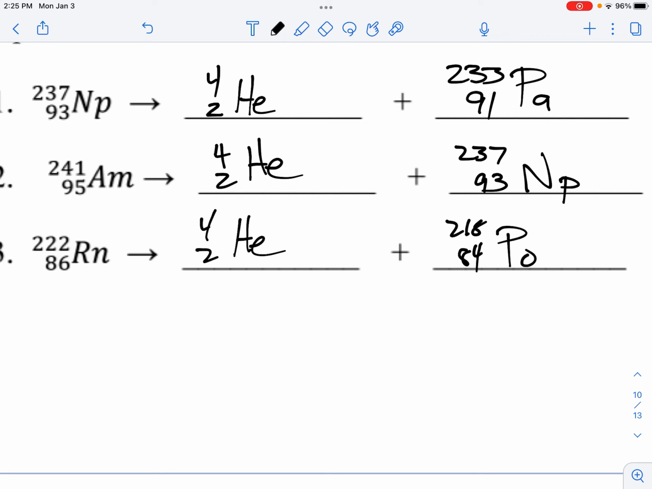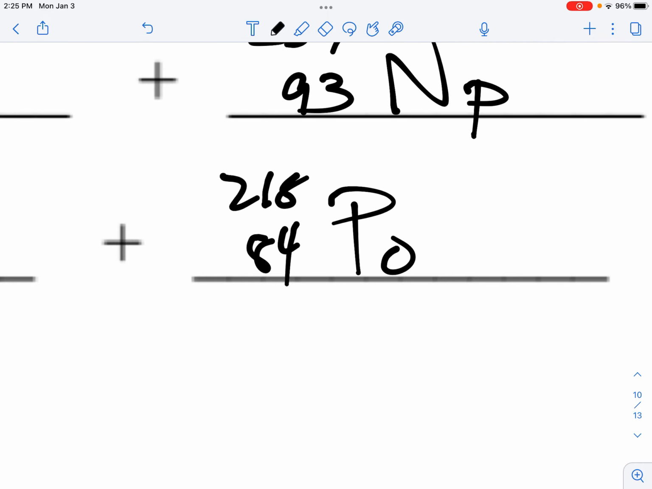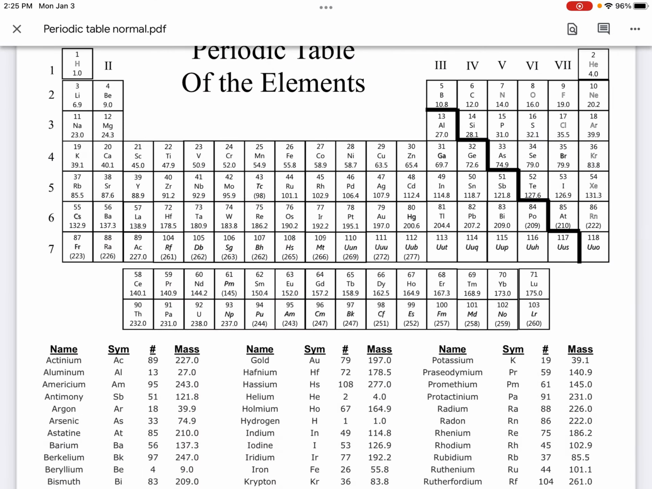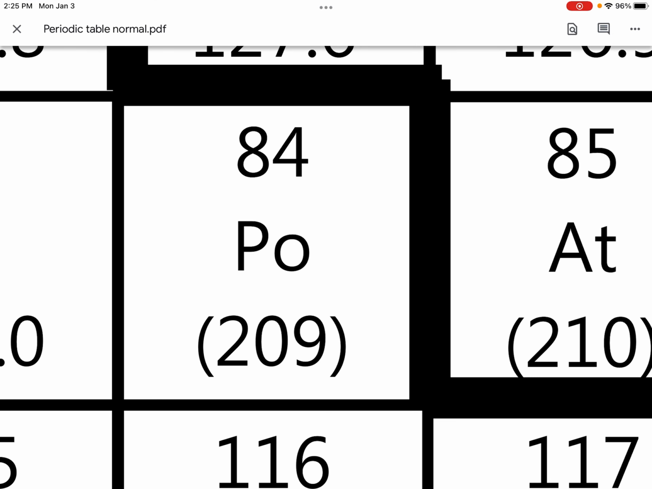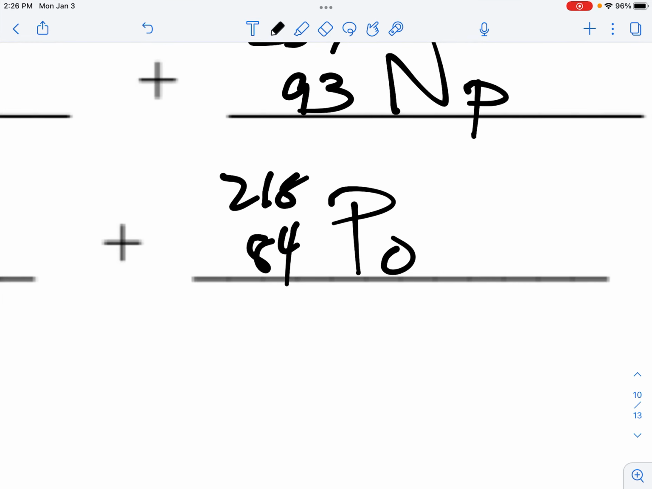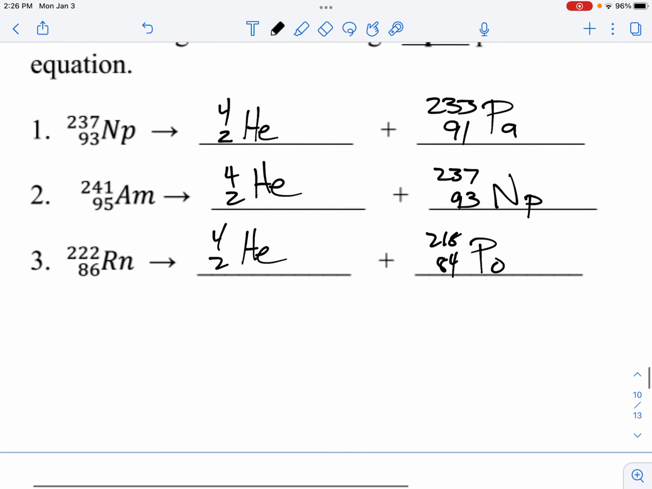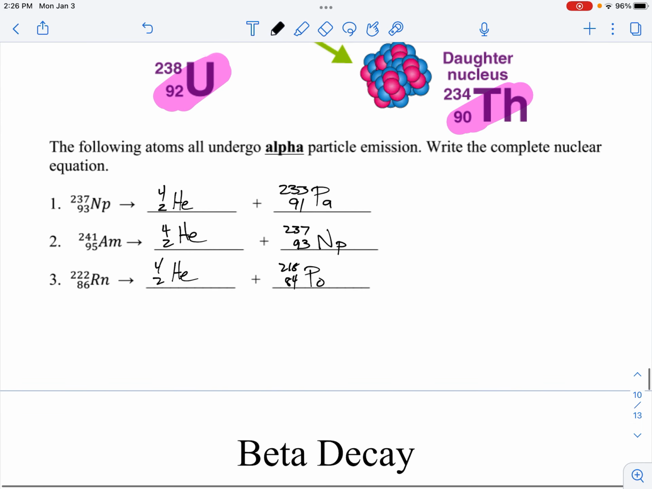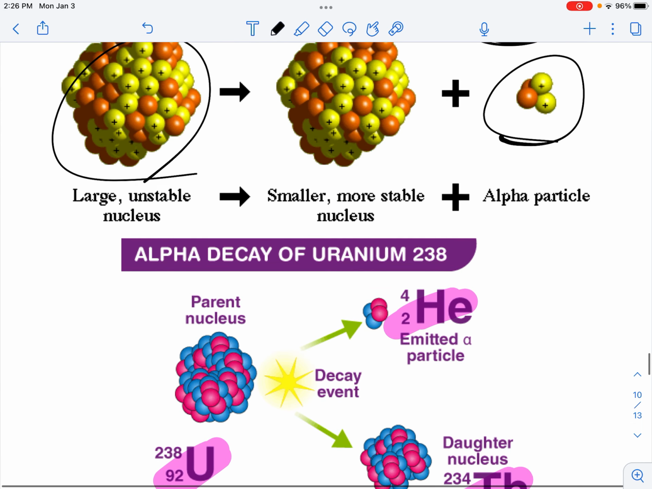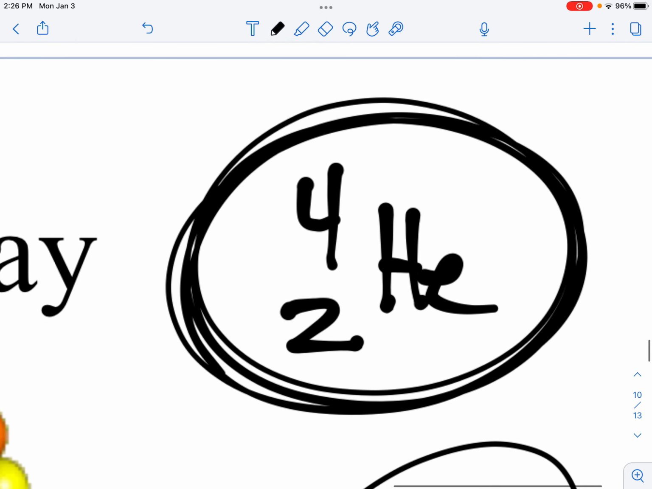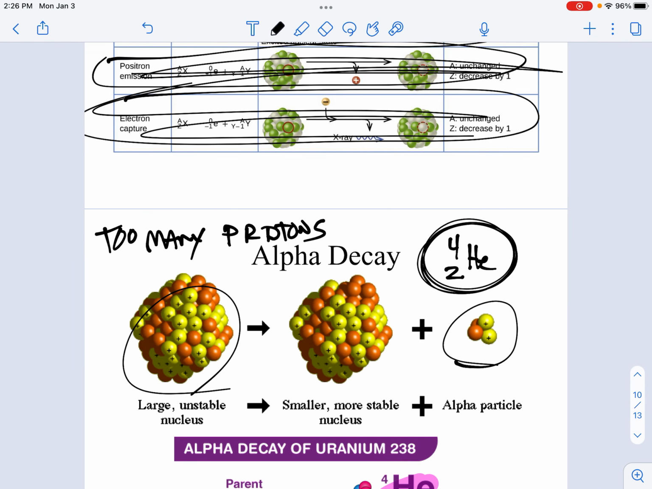Hey, please just be aware that my correct answer here is polonium 218. Now, when you look it up on the periodic table, it says polonium should be 209. Am I wrong? Well, no. Once again, the numbers on the periodic table are the average of all of the possible isotopes of a particular element. On these equations, we are just looking at one of those isotopes. Okay? So that's alpha decay. Every time you undergo alpha decay, you do a 4,2 helium. Too many protons.